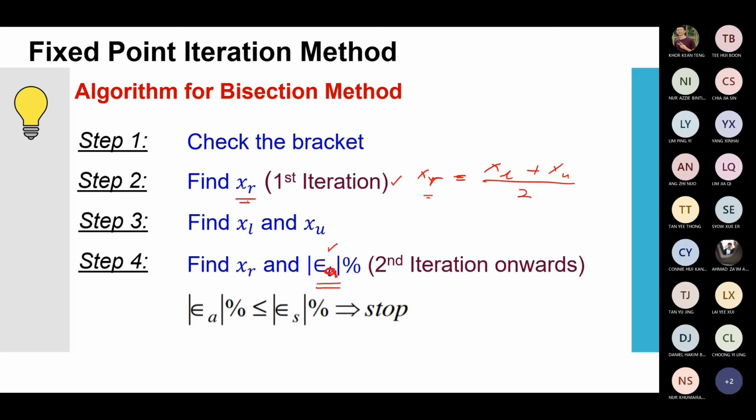So this is repeated. If it's not, then you repeat again from step 2. You go to step 2, and then again you go back to step 3 and go back to step 4. Again, you repeat this process until it has converged to the stopping criteria.